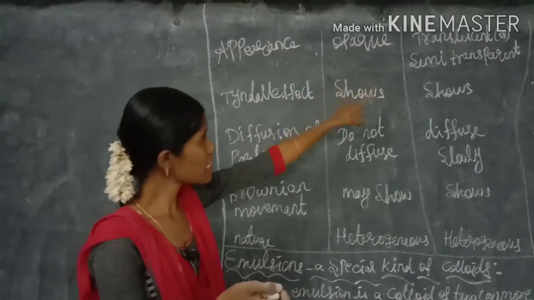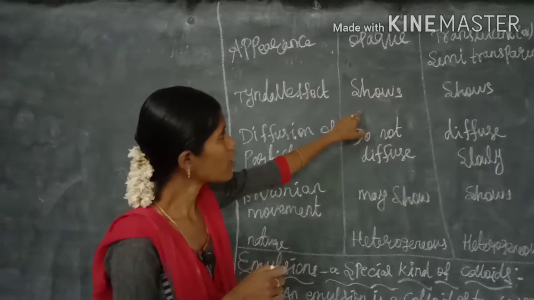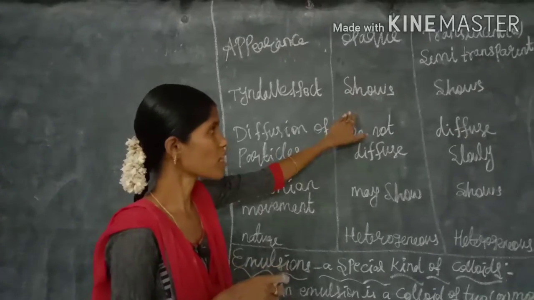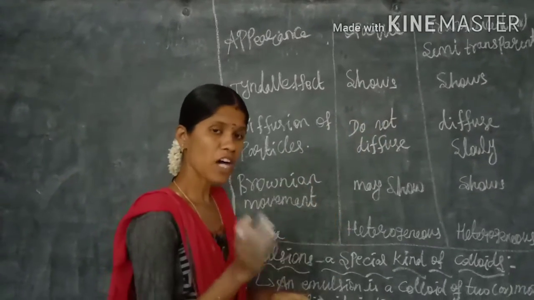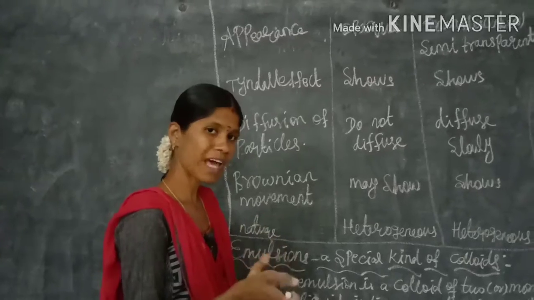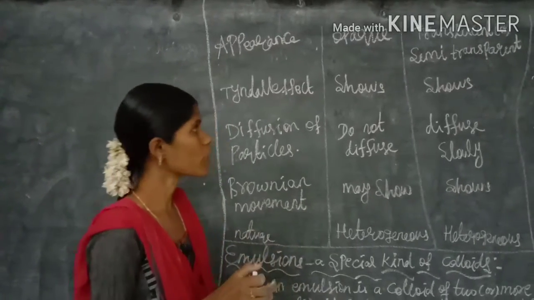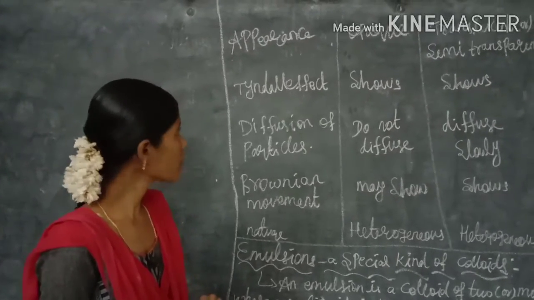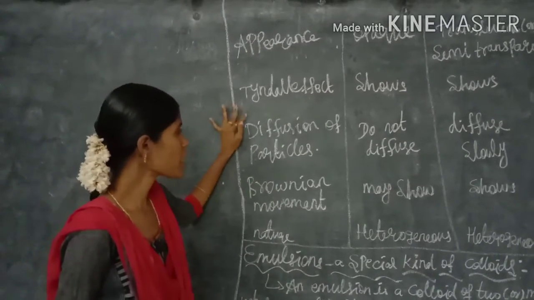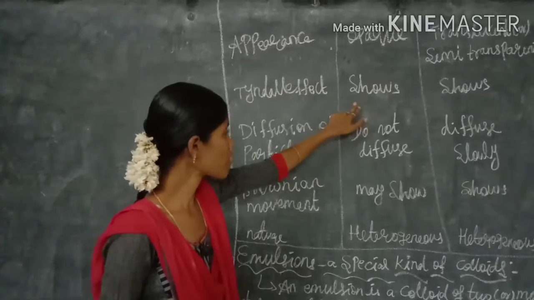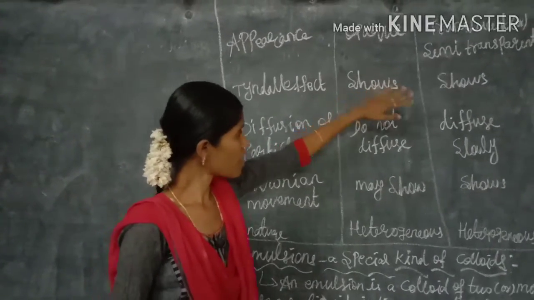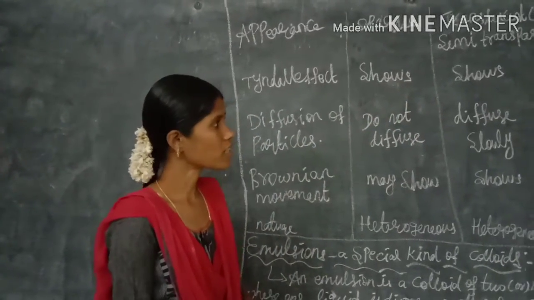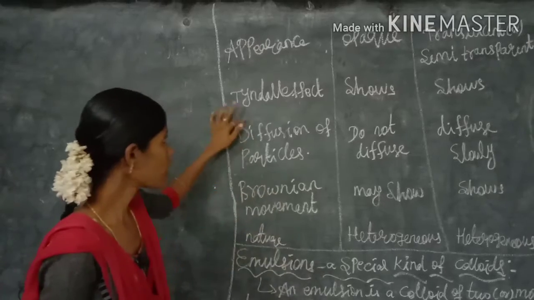Whereas in the case of a colloidal solution, the appearance is translucent or semi transparent. Semi transparent means partially, about half of the light can travel through the solution. And the last one, the true solution, is transparent. Then the Tyndall effect: this phenomenon is shown in the case of a suspension as well as the colloidal solution. The true solution does not show the Tyndall effect.